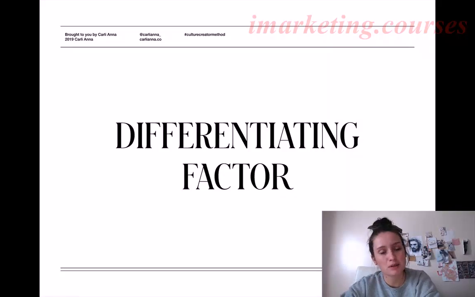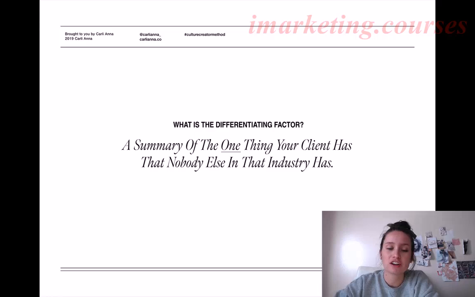Okay, in this part of the compass, we're going to be talking about the differentiating factor. The differentiating factor is a summary of the one thing that your client has that nobody else in the industry, or that their competition, can say that they have as well.